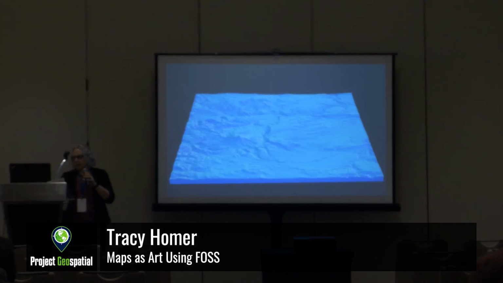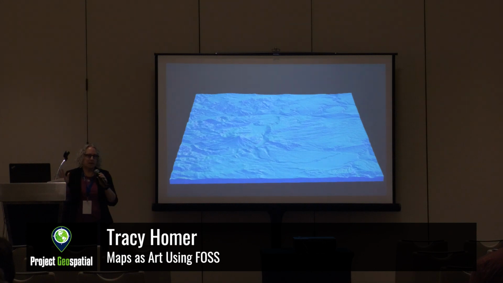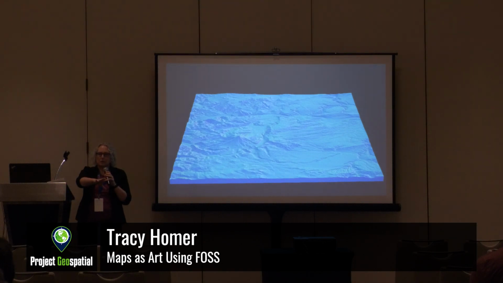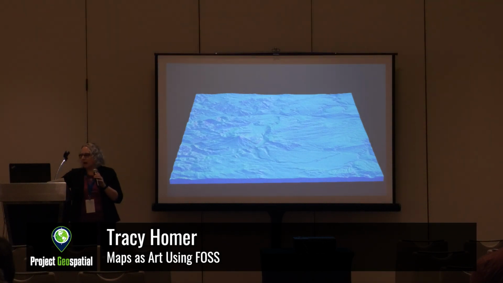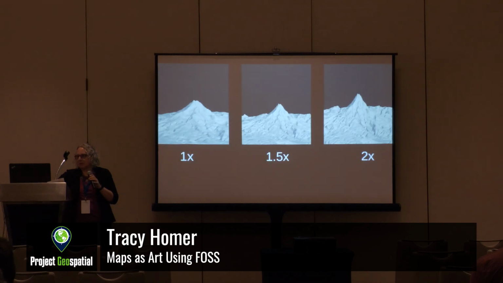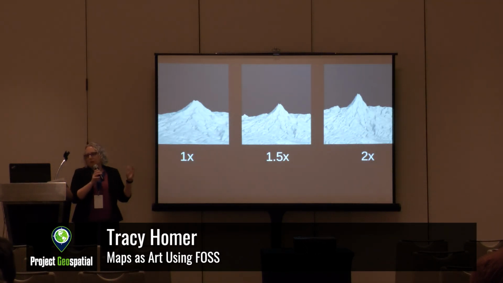So this is a model I did of Mount Hood in Oregon. I just basically downloaded it, did nothing to it, and just dumped it into the program to see what happened. And then here's an example of the different exaggerations: 1x, 1.5x, and 2x. I think for something like this, 1x ended up working out okay. 2x gets kind of pointy, in my opinion.